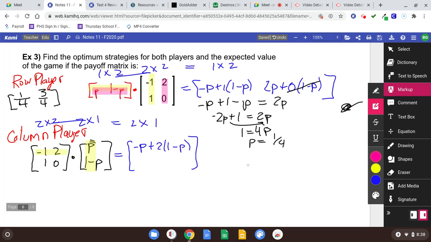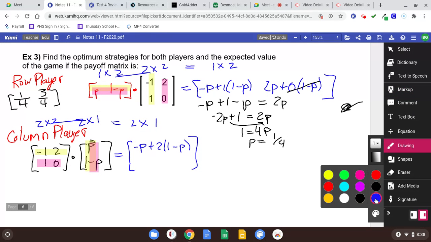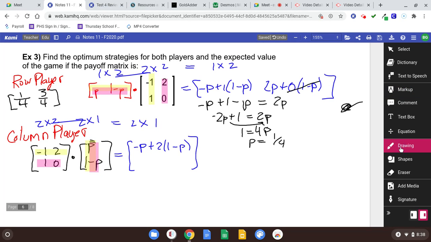Do you know what to do next? Second row times this column. So zip up the numbers. The first number times the first number, this 1 times this p, you're going to get p plus, then you have a 0 times the second one, 0 times 1 minus p. Okay? So you've got two different expressions.